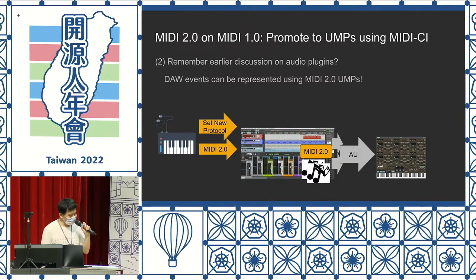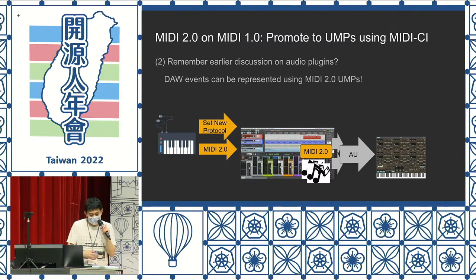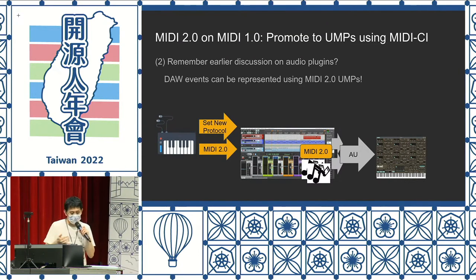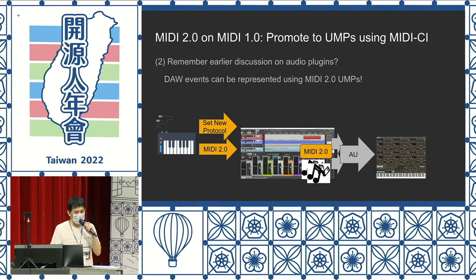you can, say, use a MIDI 2 compatible keyboard to send the MIDI CI set new protocol message to the DAW. The keyboard could instruct that. And then if they agree to use MIDI 2, then it can send the UMPs. And also, DAWs now have a better abstract sequence representation using MIDI 2. And it would be simply convertible to audio plugin events without losing any precision, which is very good.